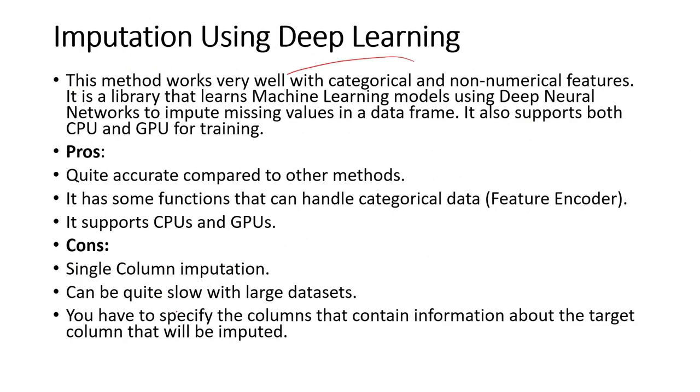Imputation using deep learning. This is another approach you can use, with deep neural networks. If you want to learn about neural networks, artificial neural networks, convolutional neural networks, or recurrent neural networks, all these are available in the playlist. It's a very interesting topic. This method works very well with categorical and non-numerical features. It's a library that trains machine learning models using deep neural networks to impute missing values in a data frame. It also supports both CPU and GPU for training.